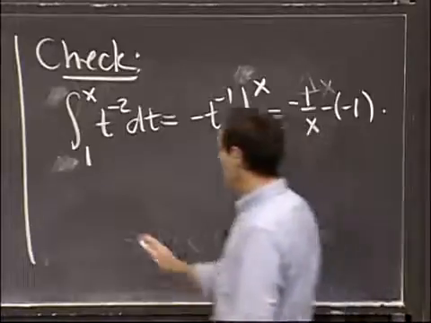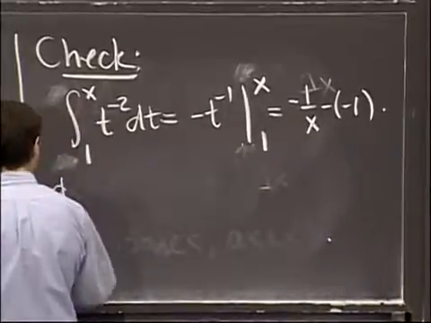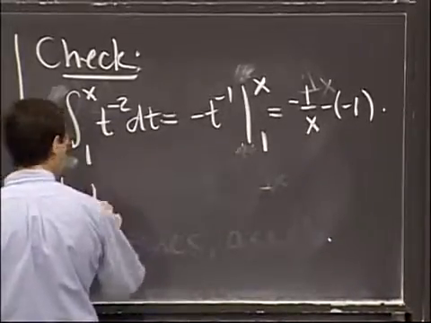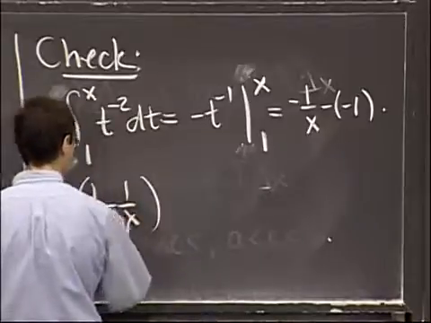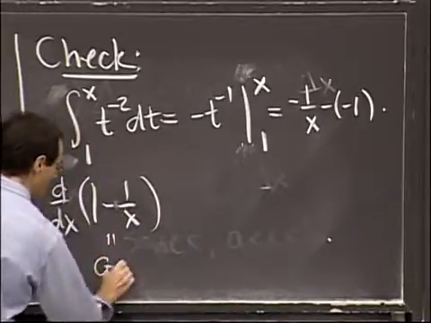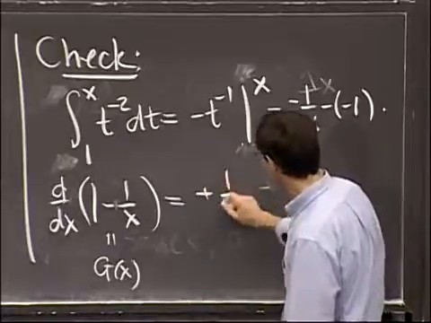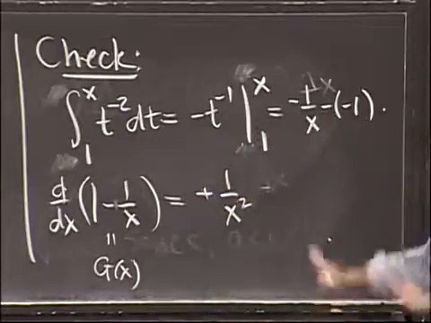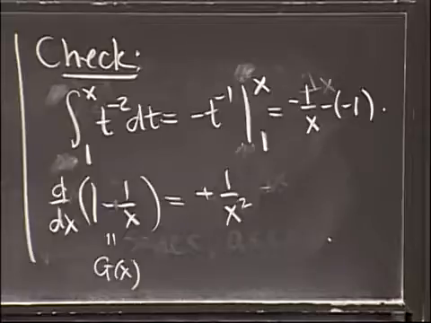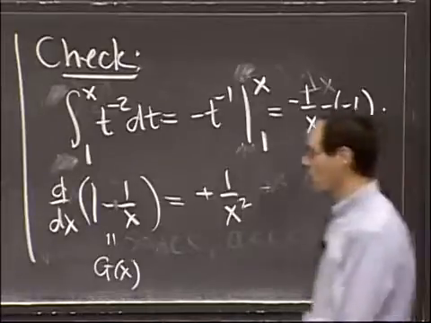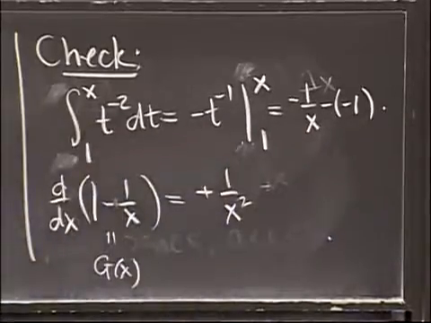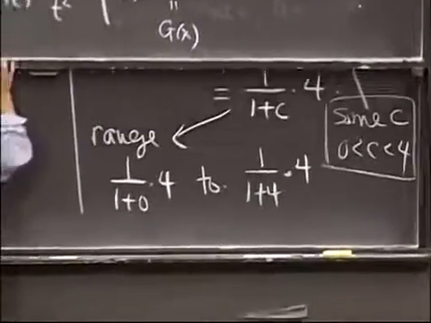All right, and so now let's check it. It's d by dx. So here's what g of x is. g of x is 1 minus 1 over x. That's what g of x is. And if I differentiate that, I get plus 1 over x squared. That's it. You see the constant washed away.